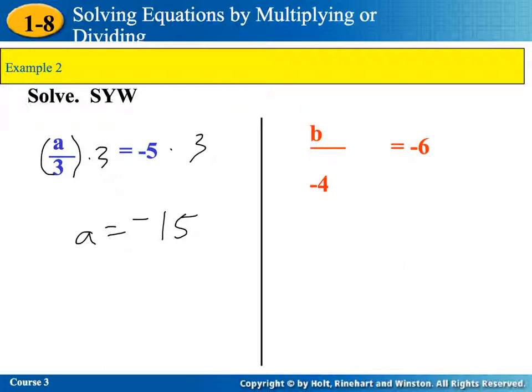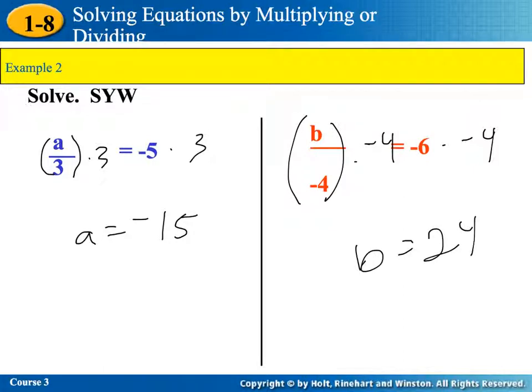Okay, on the other side, if you look at this, b over negative 4, what is happening between the b and the negative 4? Division. So what do we do to answer? Multiplication. So we multiply here by what? Negative 4. And we multiply both sides, and our answer is a positive 24.